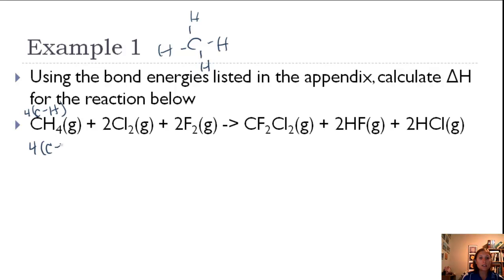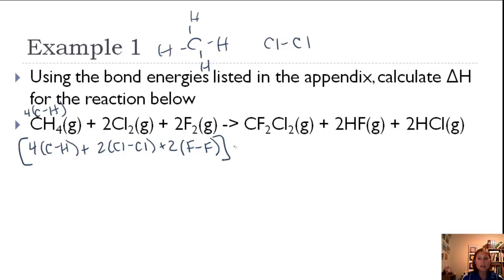So 4 times the C to H bond plus Cl2 is Cl to Cl. So I'm going to have 2 times a chlorine to chlorine bond plus 2, and then fluorine is the same because they are in the same group. They're going to bond similarly. So these are all my reactants minus, I have CF2Cl2, so 2 fluorines, 2 chlorines. So I have 2 C to Cl bonds and 2 C to F bonds.